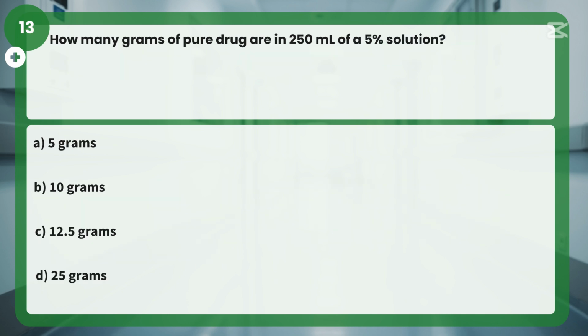Question 13. How many grams of pure drug are in 250 milliliters of a 5% solution? A. 5 grams. B. 10 grams. C. 12.5 grams. D. 25 grams.